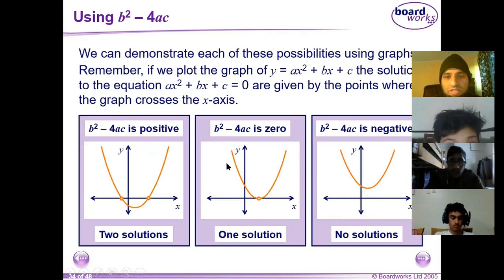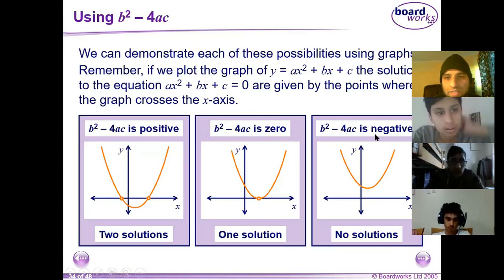If it's going to have 2 solutions, 1 solution, or no solutions, how do I know it? I use these equations here. b squared minus 4ac is positive. We're going to talk about this in a second. b squared minus 4ac is 0. b squared minus 4ac is negative.